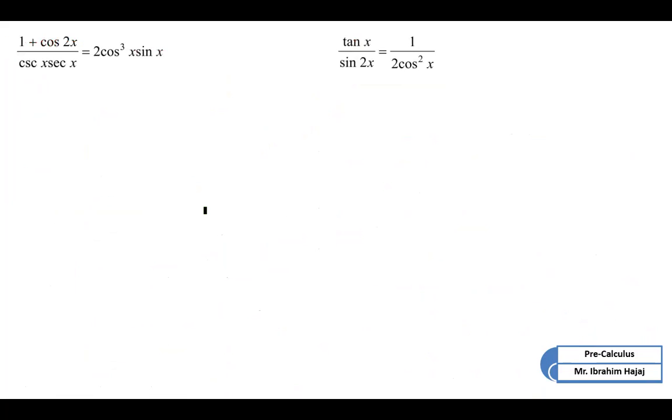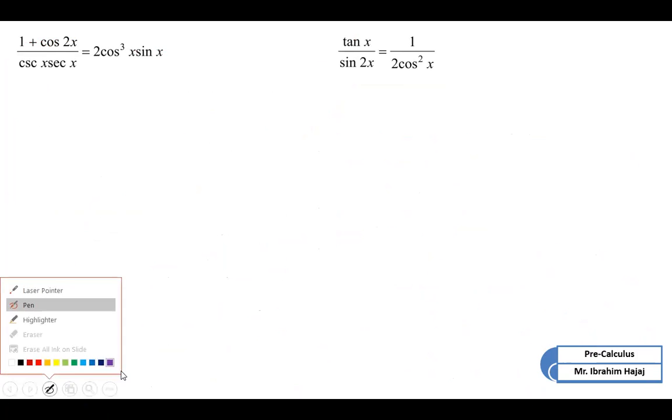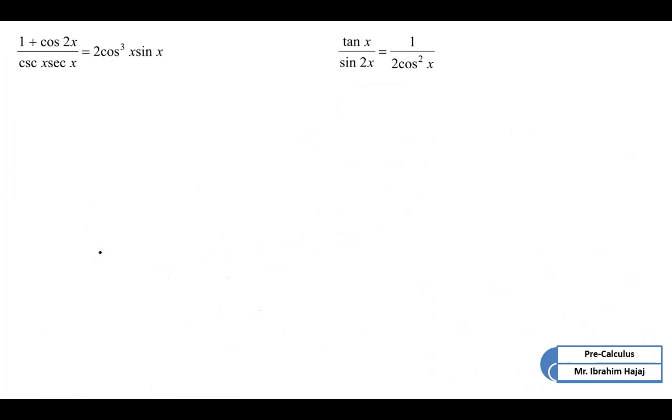Okay, next question. Here we would like to verify each identity. We still have 3 questions, and then we're going to finish. So, to verify the identity: 1 plus cosine 2x over cosecant x secant x equals 2 cosecant cubed x sine x.